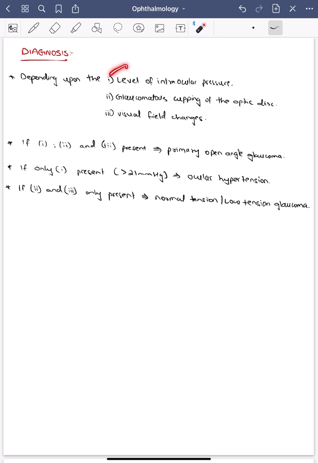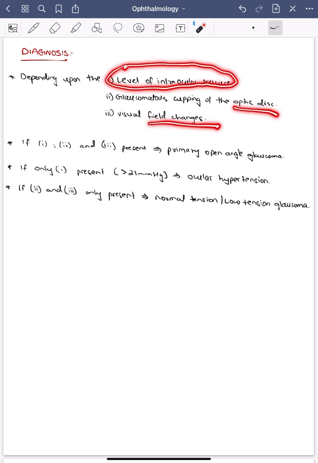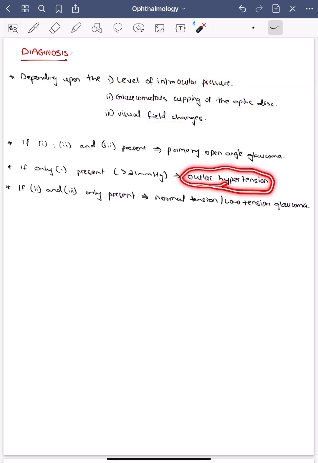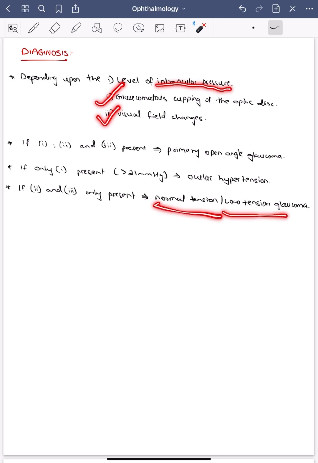If only intraocular pressure is increased without any optic disc changes or visual field changes, it is known as ocular hypertension. Now, in the absence of increased intraocular pressure, if there is glaucomatous cupping of the optic disc and visual field defects, then it is known as normal tension or low tension glaucoma. So these are the 3 diagnoses.